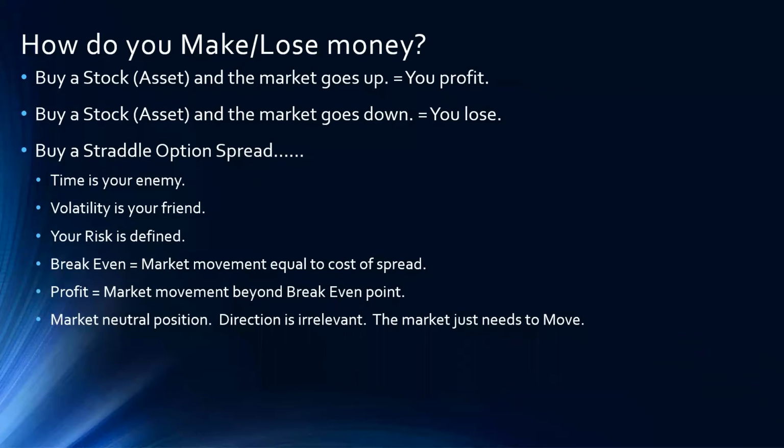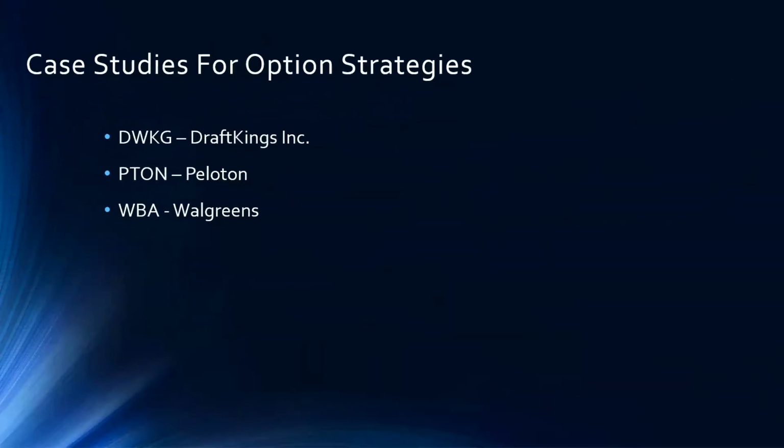And lastly, this straddle option spread is a market neutral position. So direction is irrelevant. You're not a bull, you're not a bear. The only thing is you need the market just to move. That is the biggest thing. It's not about trying to predict where it goes. You just want it to go somewhere and go away from the current levels when you enter your trade. All right, with that, let's get into our first case study.